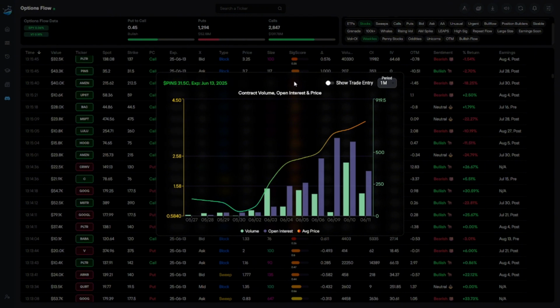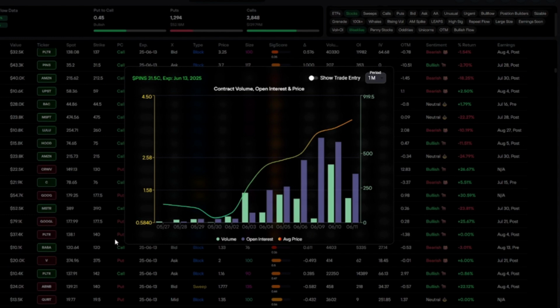And this chart's really showing us three things. So we've got this line here. This is showing us the price of the underlying over the course of your time frame. Then we've got two bars down here. The green is showing us the volume for that day, and the purple is showing us the open interest. So let's take a look at a few examples here and see what we're looking at.